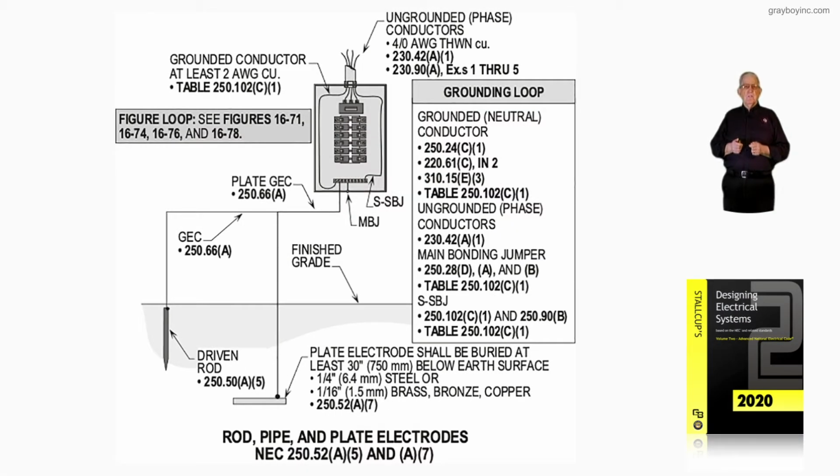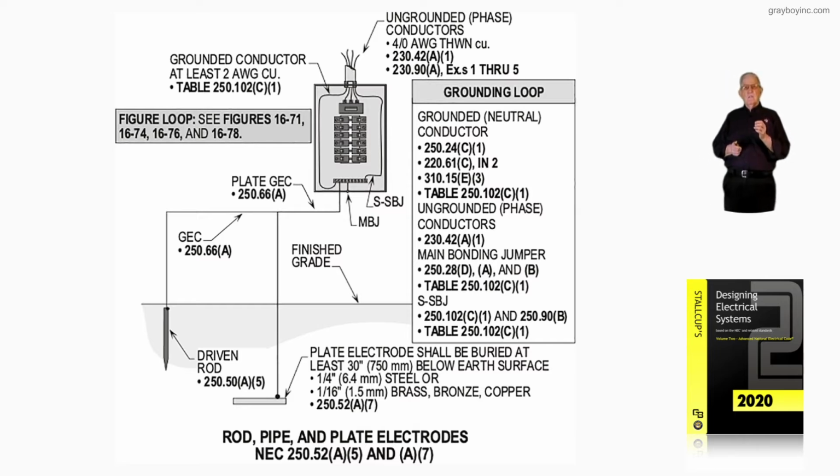Now this illustration deals with the rod, pipe, and plate electrodes, in accordance with NEC 250.52(A)(5) and (A)(7). Notice it wouldn't make any difference if it's a plate electrode or a driven rod. It still would only be a number 6 grounding electrode conductor per 250.66(A). We know either one of them, rods, pipes, pipe electrodes, plate electrodes, whatever you may have.